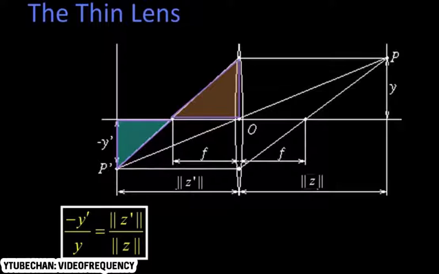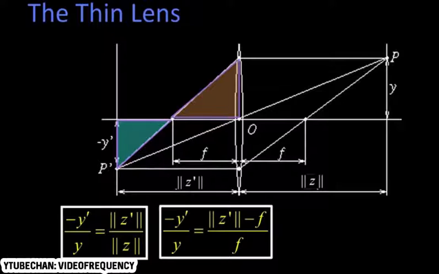Our next similar triangle is here. And this one's a little bit trickier. Again, the ratio between y prime and y is the same as the ratio between z prime minus f, so that's this amount, right? All of z prime minus f is to f, as y prime is to y. All right, so just look at that a little bit. So the size of y prime is to y, as z prime minus f is to f. So that gives us a second set of similar triangles.